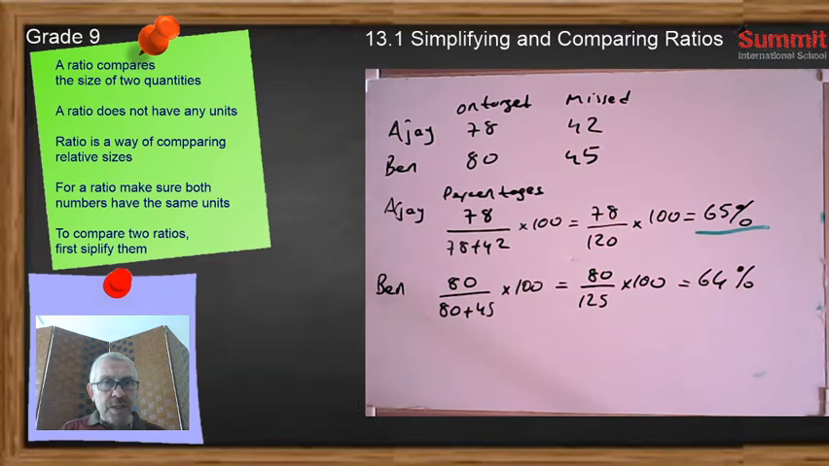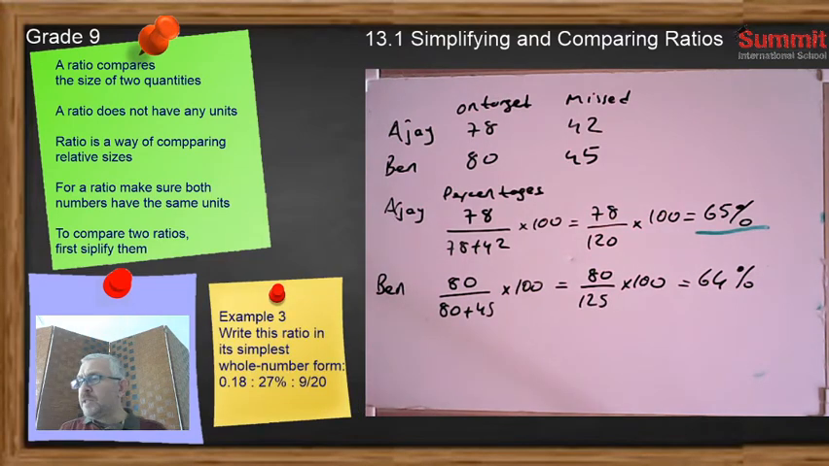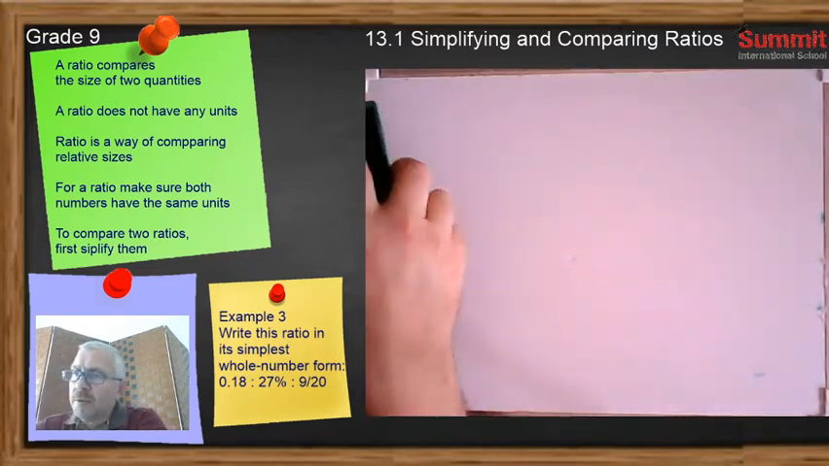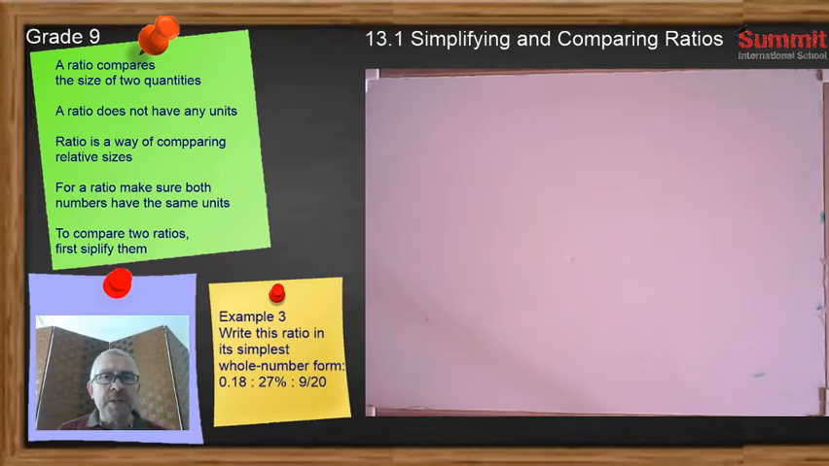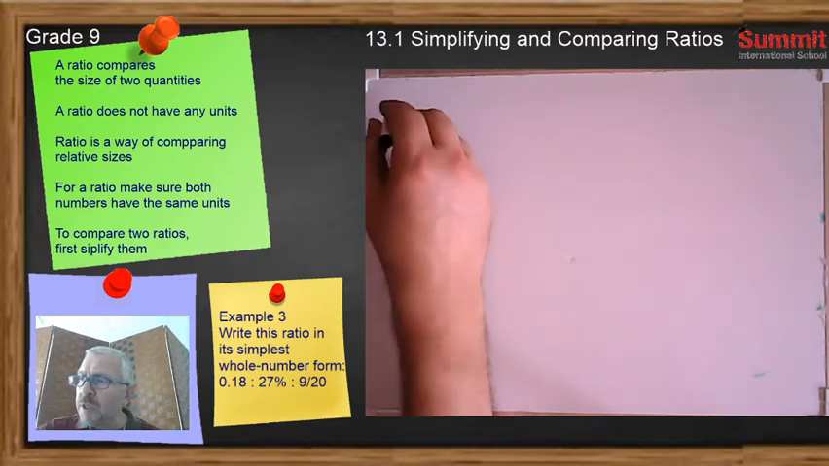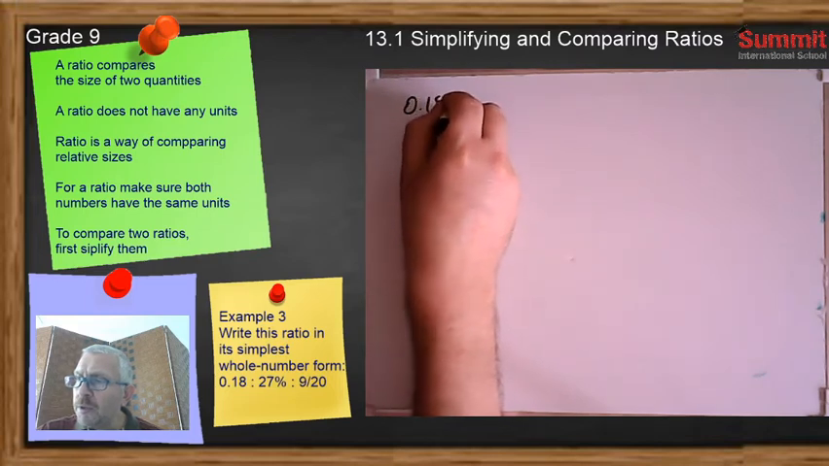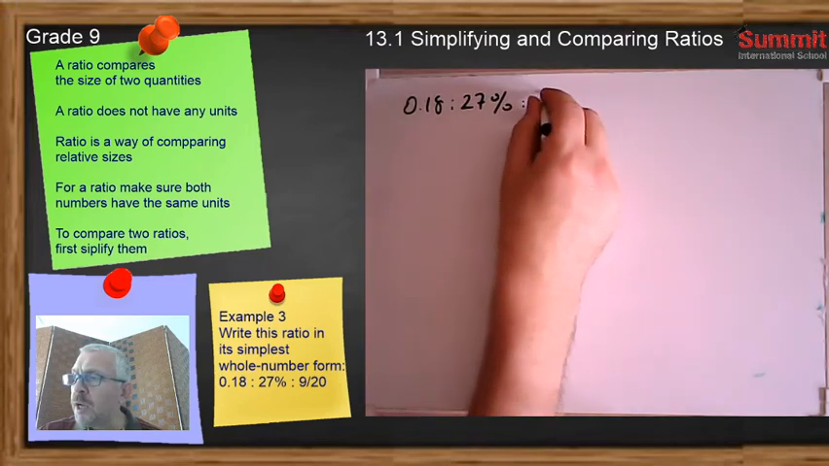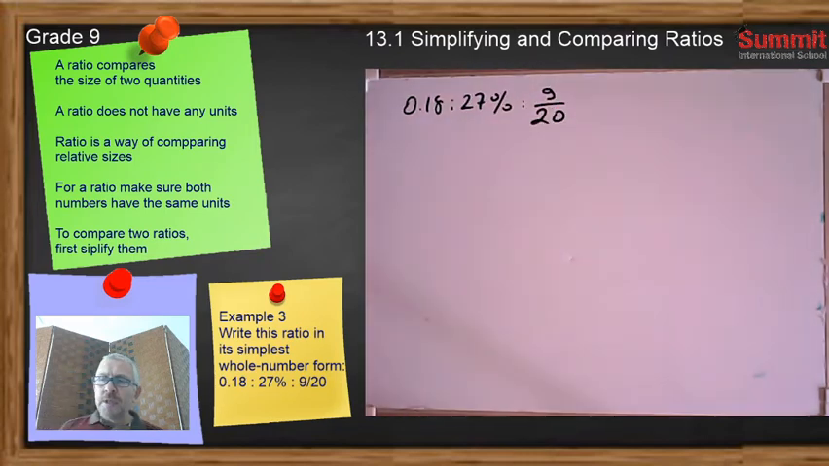Example 3 is: write this ratio in its simplest whole number form. Now here what we have is 0.18, 27% and 9/20. Now what we are going to do for this one, to get rid of decimal, percentage and fraction, is multiply all of them by 100.